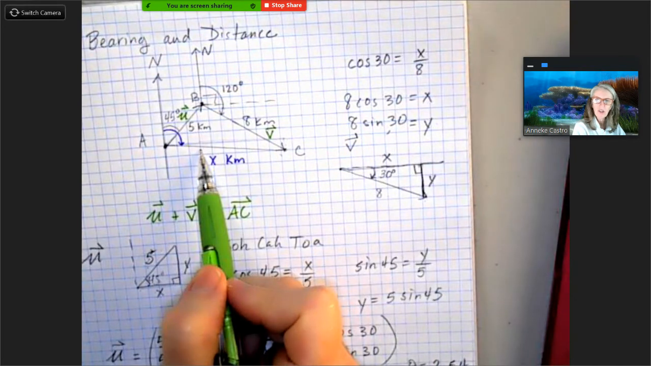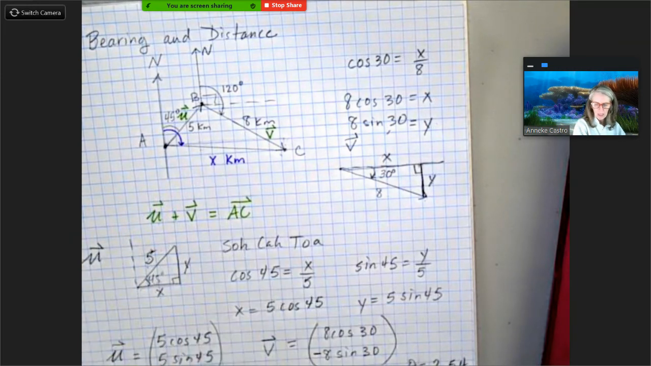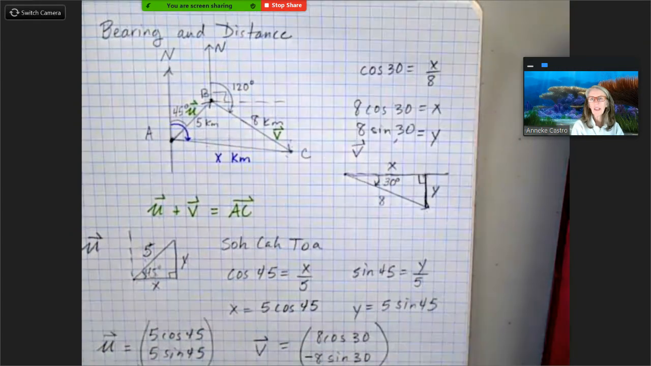If you tried to do it without changing these to vectors, then you're going to have to deal with the law of sines and law of cosines, which is a bit more complicated. Okay, so that's it for my explanation.